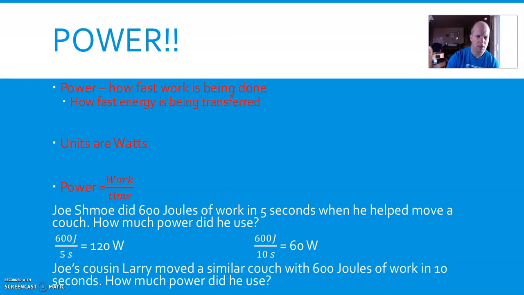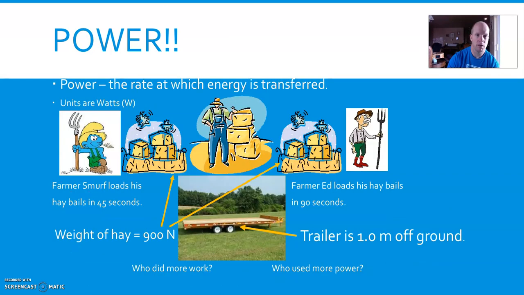So let's look at another example that might make this a little bit more clear. Okay, so I set up this little scenario here. We've got Farmer Smurf. I don't know if you guys are familiar with the Smurfs, but there's Farmer Smurf. And over here, this is Farmer Ed. Okay, they both need to get their hay onto this trailer here.